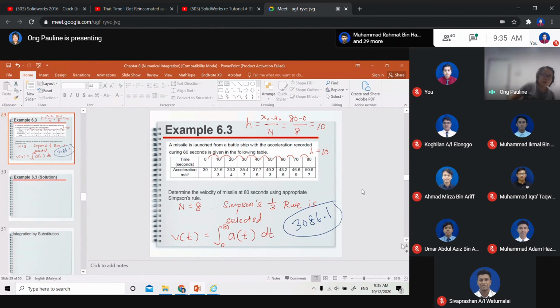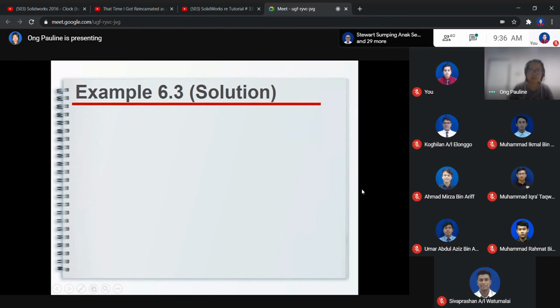Okay, try to see whether you can get 30 at 6.1. Okay, so cuba you buat. I nak tunjukkan cara yang salah.